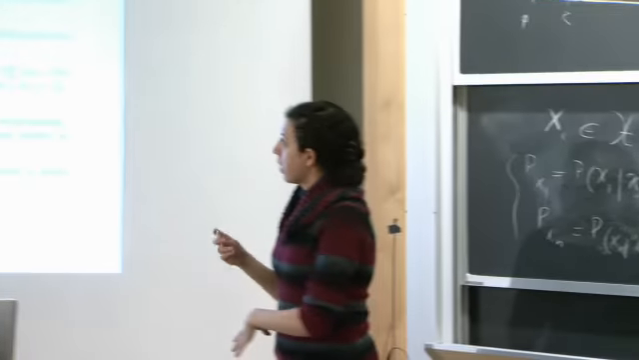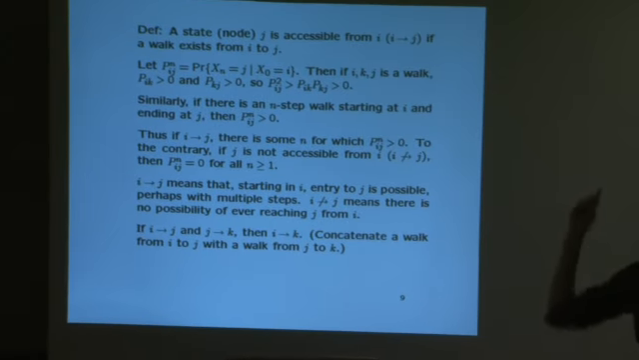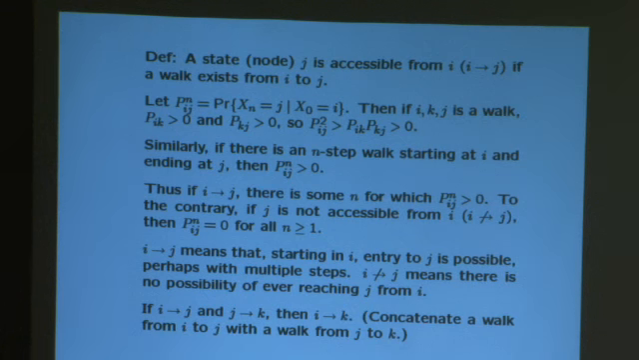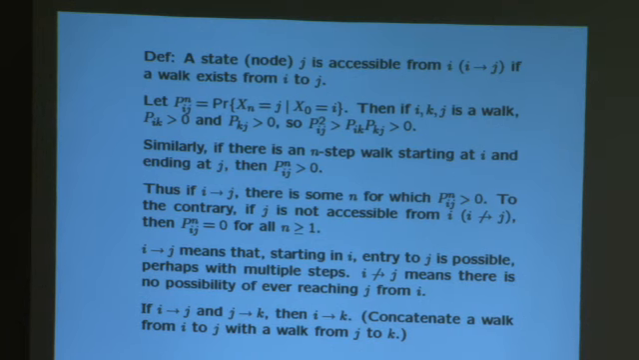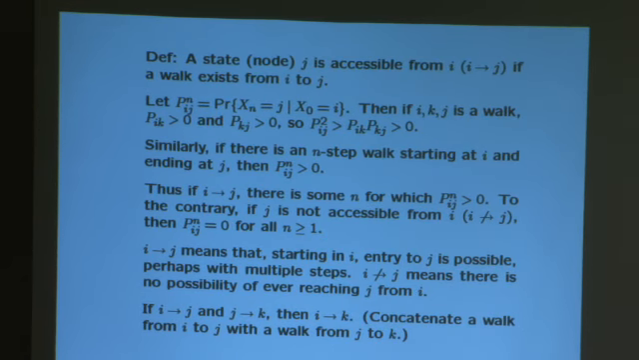Node J is accessible from I if P_ij^(n) is positive for some n. So we say that J is not accessible from I if this is 0 for all possible n's. You see this? Are those actually greater than or equal to? No, greater. They are always greater than or equal to 0. Probability is always non-negative. So what I want is positive probability, meaning that there is a chance that I will get there. I don't care how small this chance is, but it shouldn't be 0.